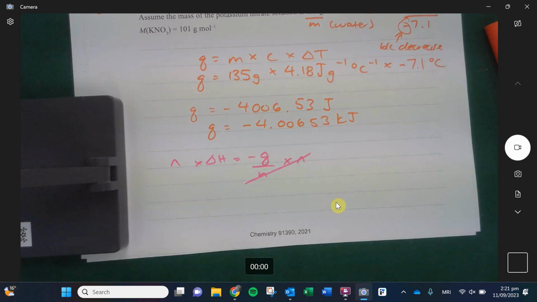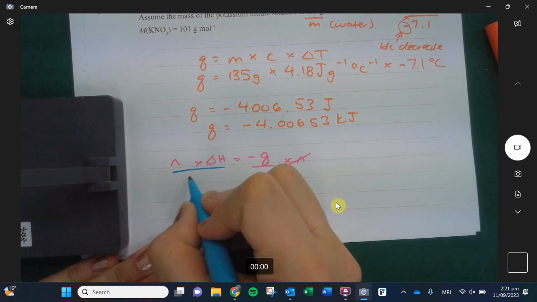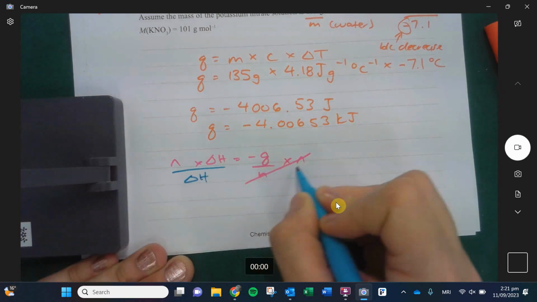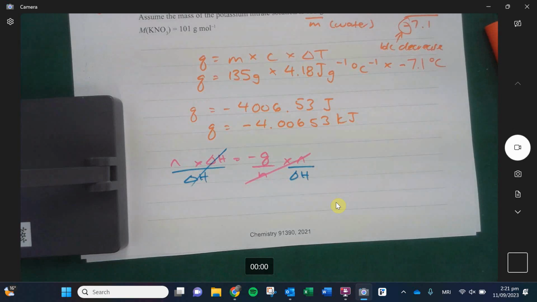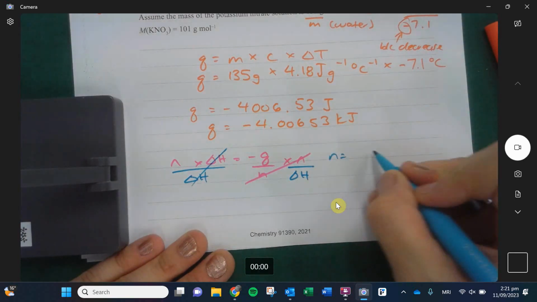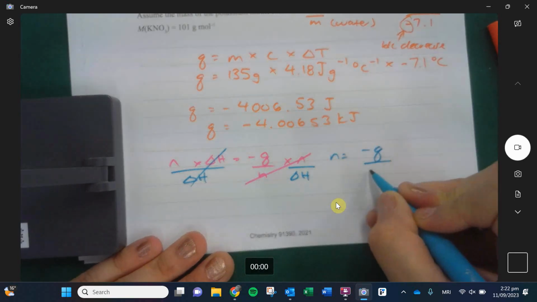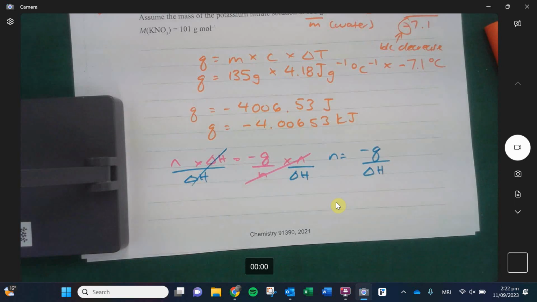We good? All right, then I want to get rid of the delta H. I'm just going to change colors to help you guys see my steps. So divide by delta H, divide by delta H. Delta H now cancels out, and I get N equals negative Q divided by the change in enthalpy.